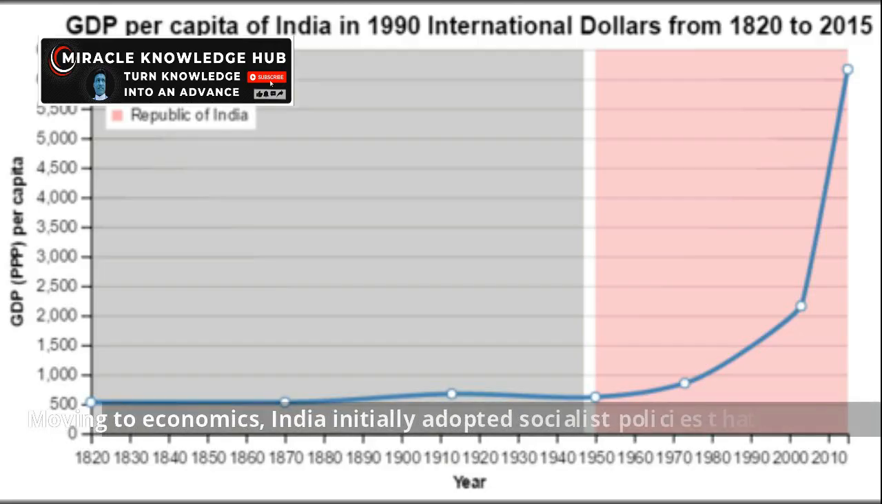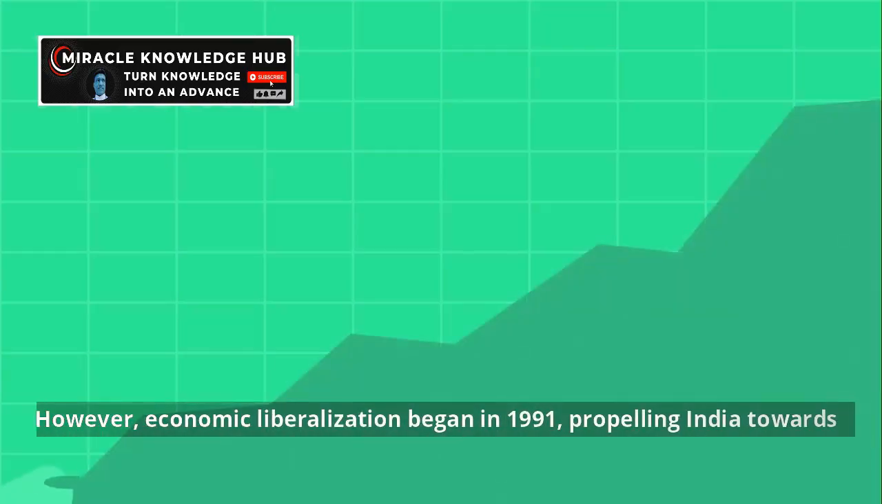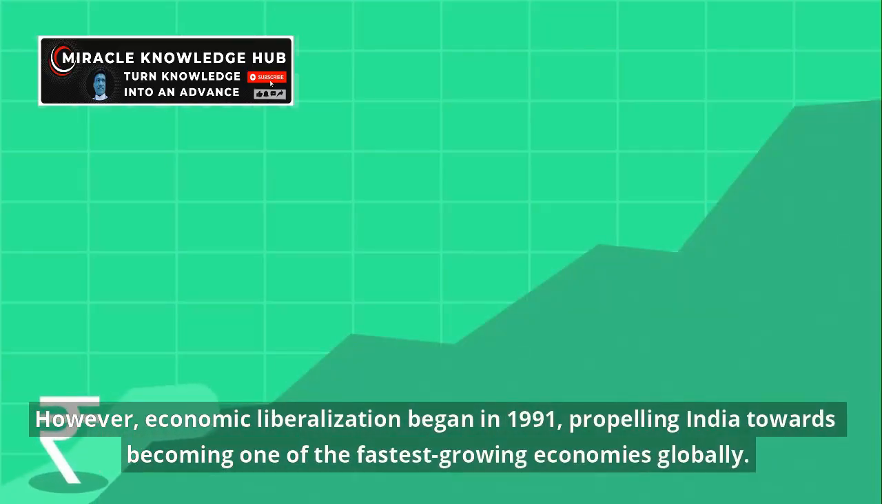Moving to economics, India initially adopted socialist policies that resulted in slow growth. However, economic liberalization began in 1991, propelling India towards becoming one of the fastest-growing economies globally.